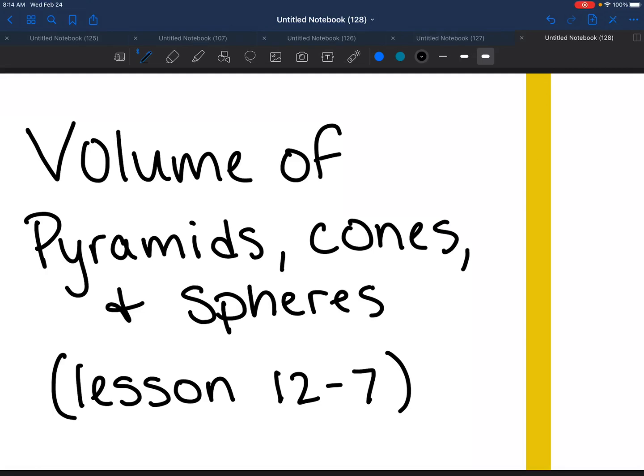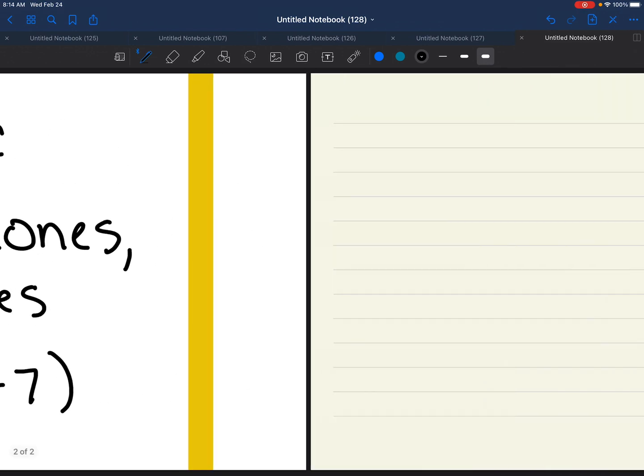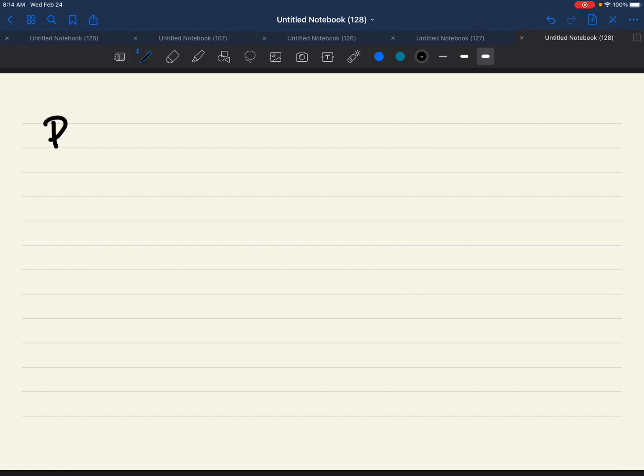All right, today we're going to finish up volume. We're looking at pyramids, cones, and spheres. So I'm going to give you 3 different formulas, so you want to make sure you write those down. That way you know which one you're going to be using. Okay? All right, first one we're going to do is pyramid.